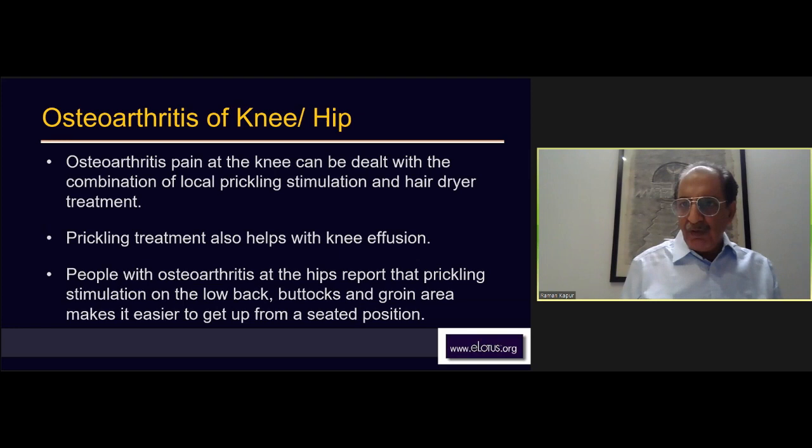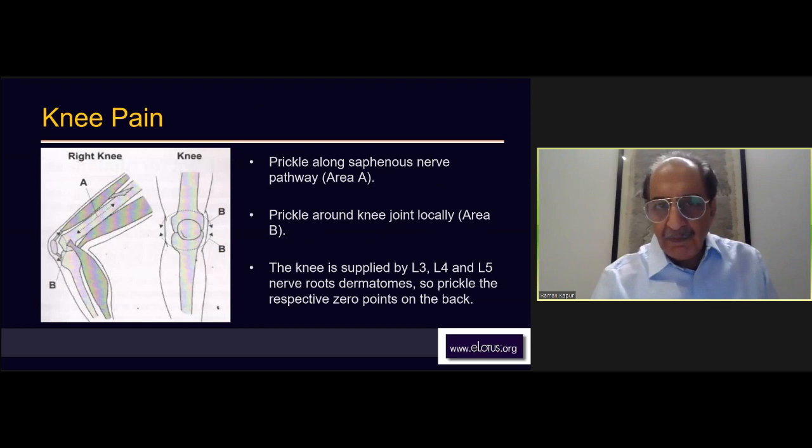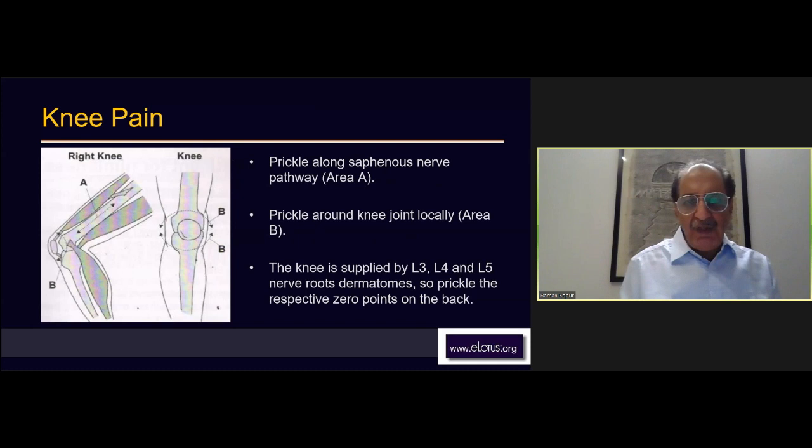Then for the knee pain, I would like to show you on the knee, which is the area we'll prick. I have already explained to you the saphenous nerve pathway, which is the area A. So you'll be pricking along the pathway of the saphenous nerve, and you'll also be pricking around the knee joint area locally. You can see on the right-hand side, I'm pricking locally around the knee joint, and on the left figure, I'm pricking along the saphenous nerve pathway.